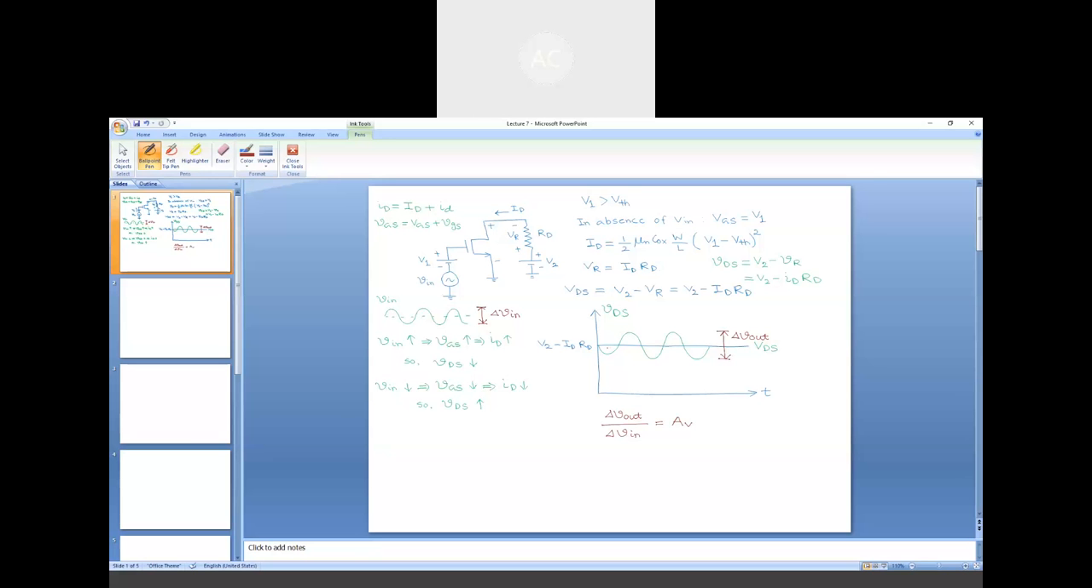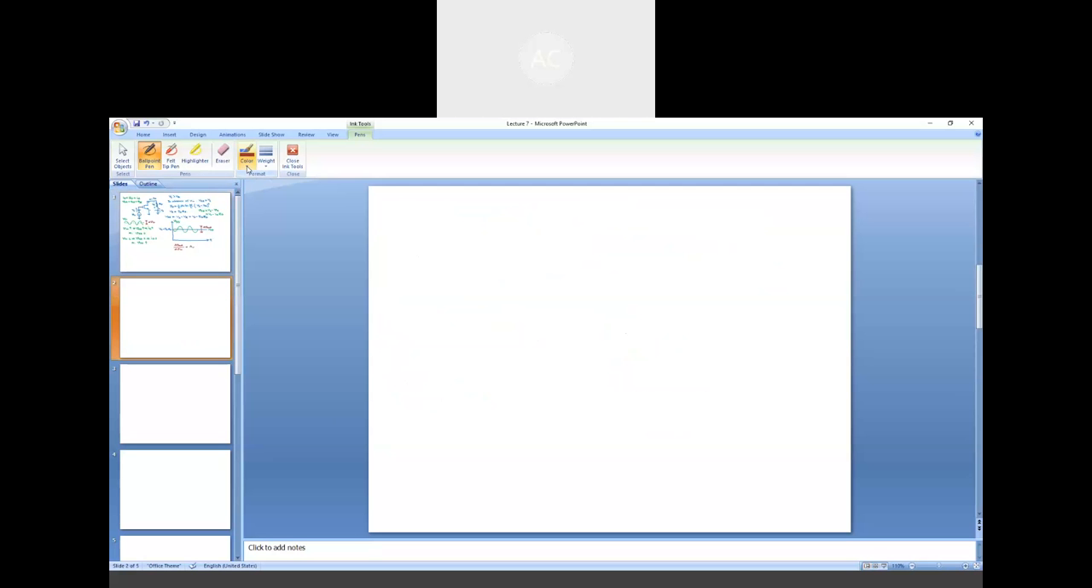So now we are in a position to calculate the magnitude of this particular gain, and in order to do that, we have to take the help of the small signal model. Very briefly, let me just once again show you the circuit diagram of the amplifier which we have considered so far.